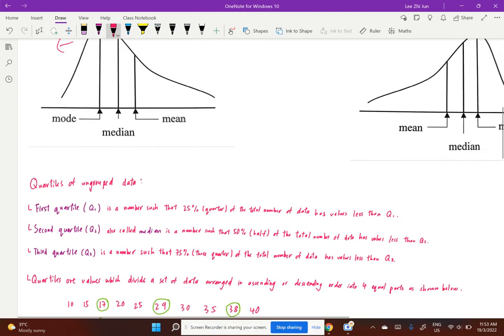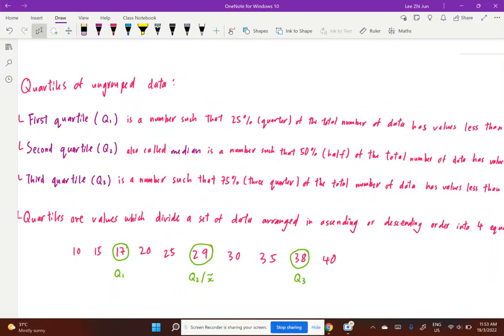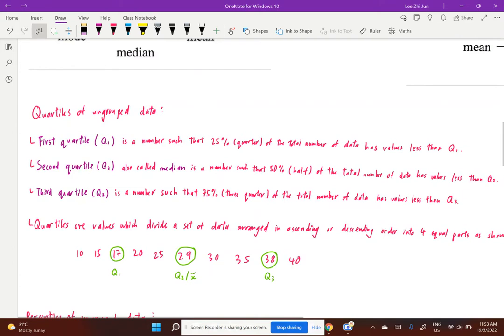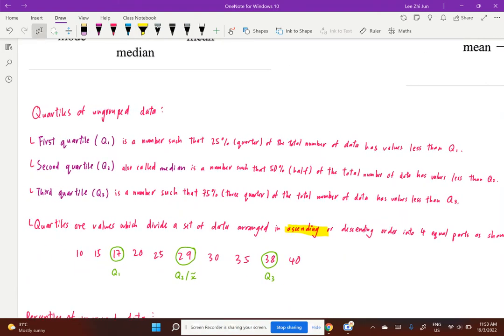So we go to the example just now. Quartiles are the values that divide a set of data, arranged in ascending order, usually ascending, maybe descending, but usually we see ascending, into four equal parts as shown below. So for this case, you see 1, 2, 3, 4, 5, 6, 7, 8, 9, 10. Is it correct?